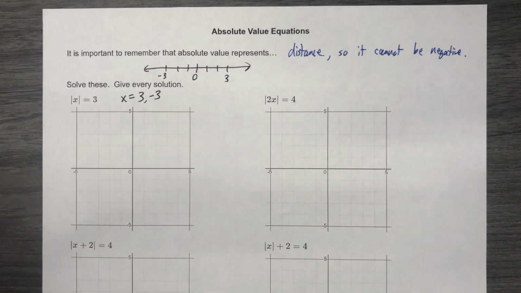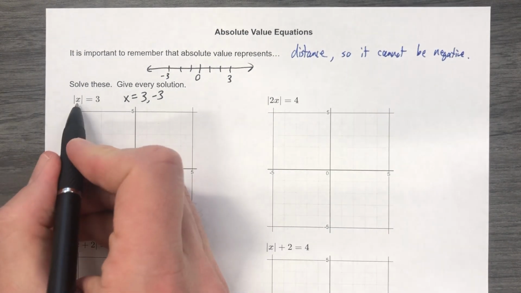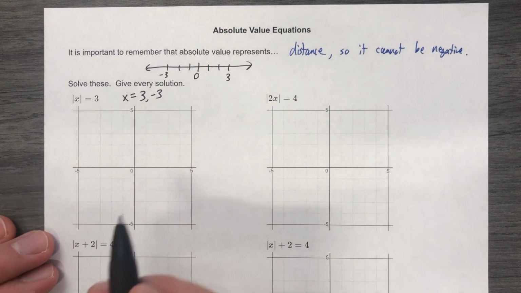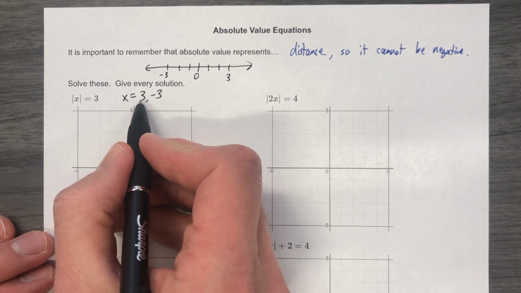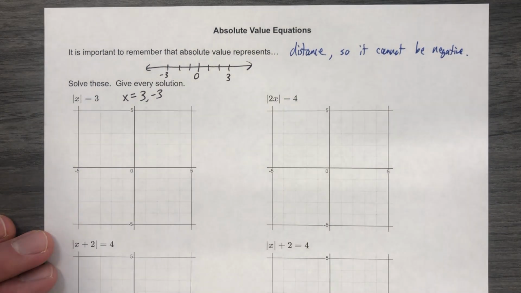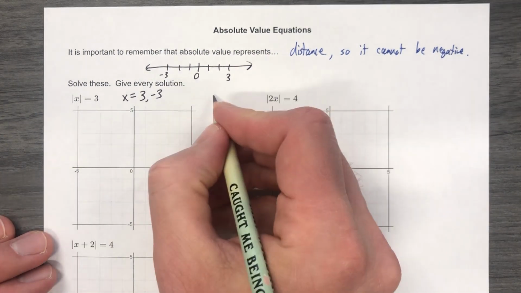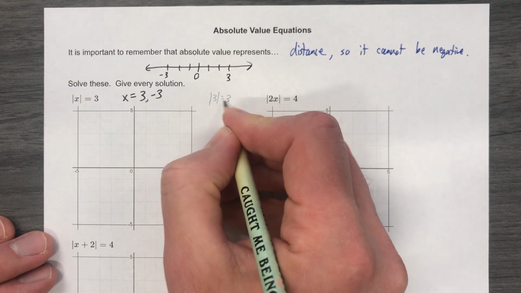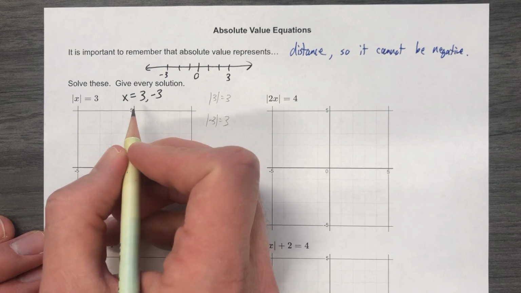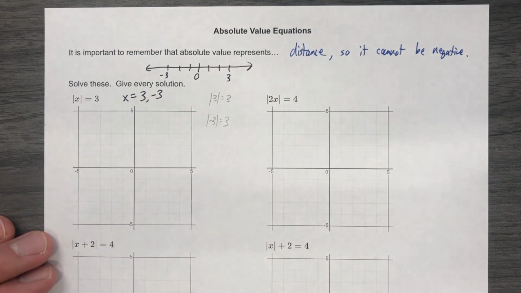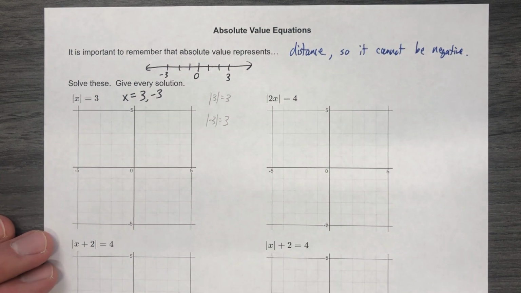So here's the deal. If I have absolute value, I have the possibility of getting 2 different answers. In this case, I could get 3 or -3. Because, and we can check our answer this way, the absolute value of 3 is 3. Yay, it works. The absolute value of -3 is 3. Yay, it works. So we know what x could be. It could be a couple different things.